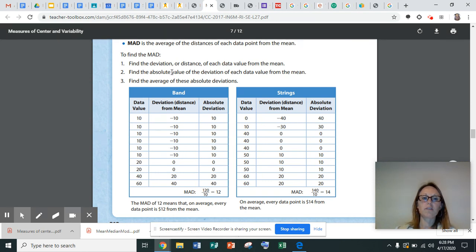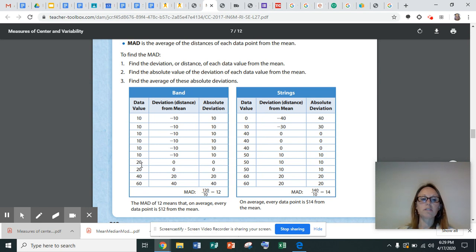So you find the deviation. The deviation means the distance of each data value from the mean. When you add all of these up and divide them, your mean is going to be 20, I believe. And so since the mean is 20, the distance from 10 to 20 is minus 10. Okay, but then you take the absolute value of that deviation and you get 10. Then you look at this one, and so all of the 10s are 10 away from 20.